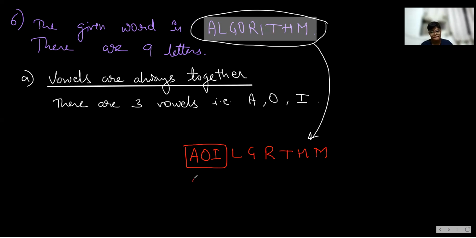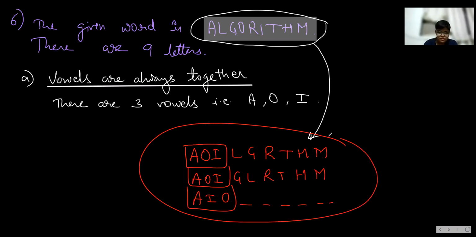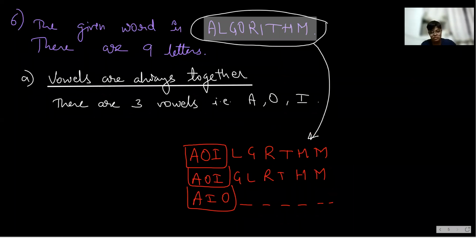In the next one, you can have A, O, I, G, L, R, T, H, M. Yes, this is another arrangement. You can have plenty of such arrangements. I hope you are following. Not only that, as you have AOI, it could be AIO. Yes, and like this, you can have plenty of arrangements. Are you all following this? Tell me. Yes, sir. Yes.